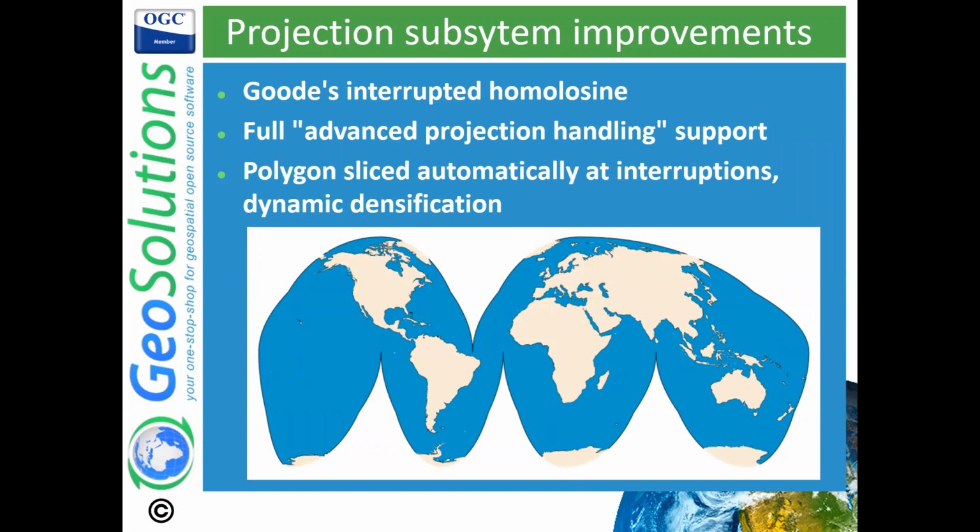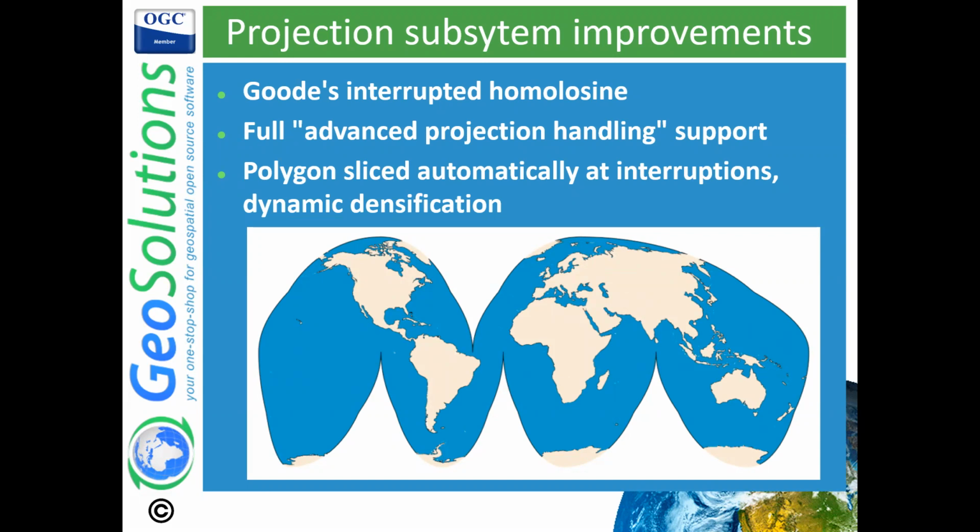The projection subsystem got significant improvements in GeoServer 2.18. In particular, we have the Goode interrupted homolosine projection support, which is pretty nice. It brings me back to my first years in school because all the geographic atlases were using this kind of projection to represent the world.